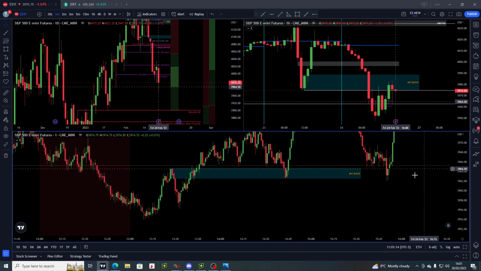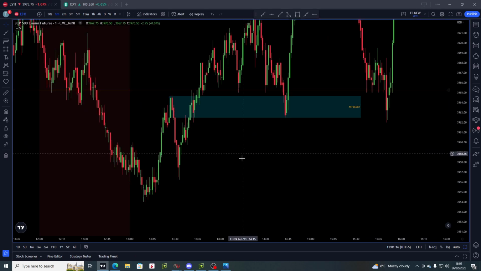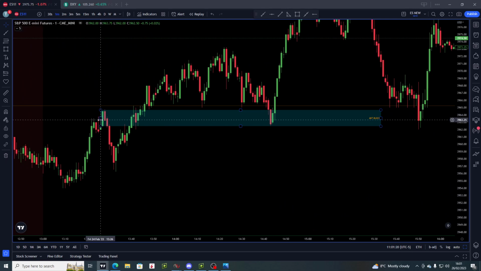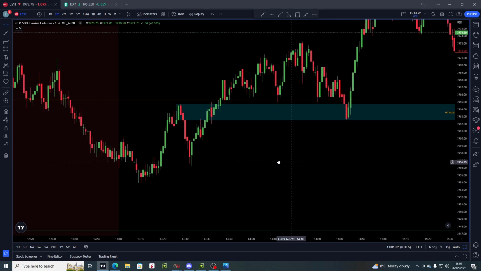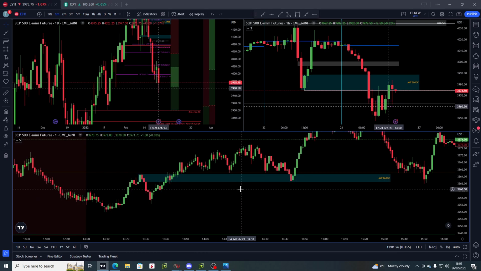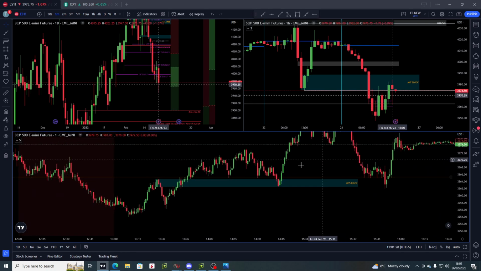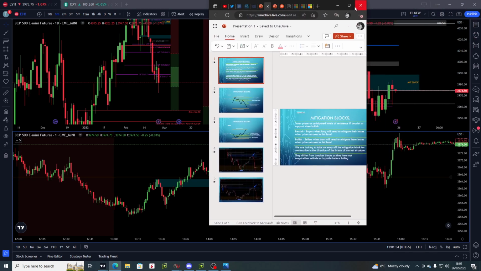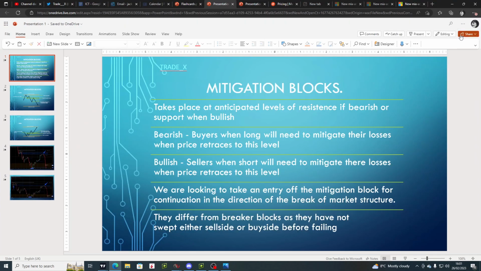So you all know what a mitigation block is, or what it looks like, right? But you want to know how to trade it. So it's a mitigation block, and we're going to go into it in detail in a second in charts. We're going to go into detail with examples. We're going to break this puppy down, right? But first, we've got to do the boring stuff, right? We've got to do the boring stuff. So we have to do the bullet points, right?